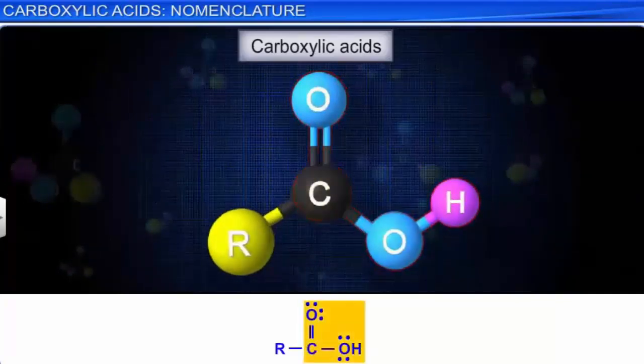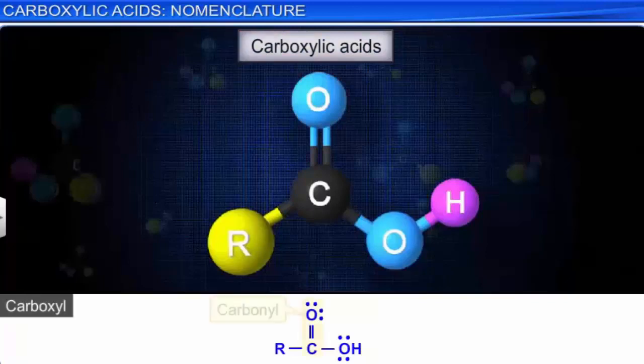Organic compounds that contain the carboxylic functional group COOH are called carboxylic acids. The name carboxyl is derived from the carbonyl group C double bond O and the hydroxyl group OH of which it is composed.